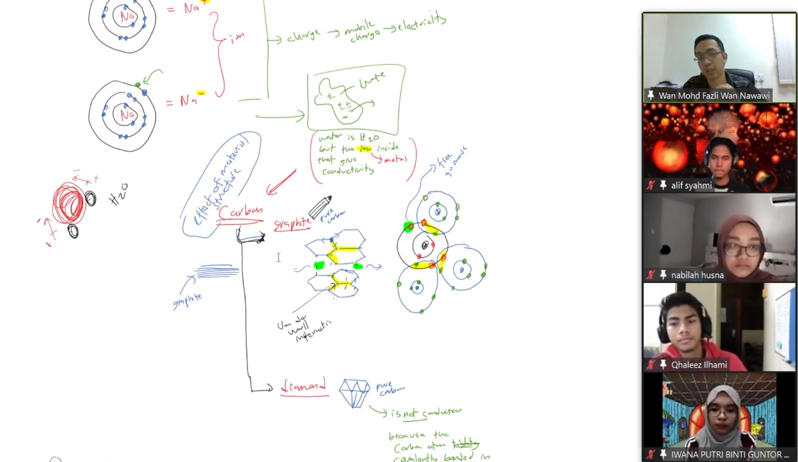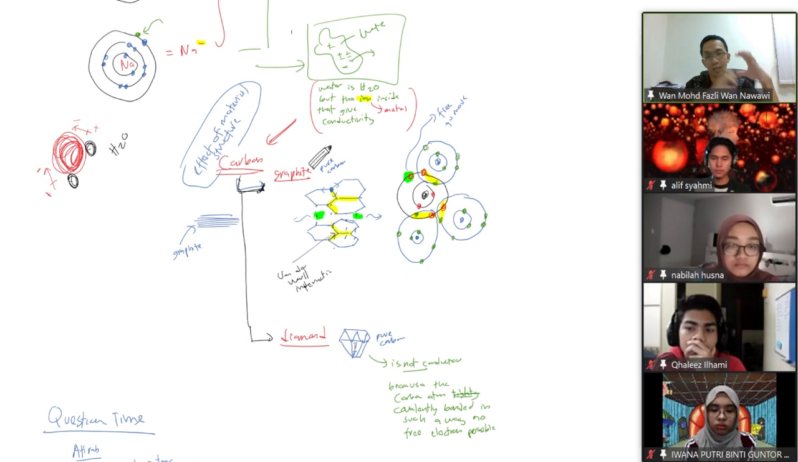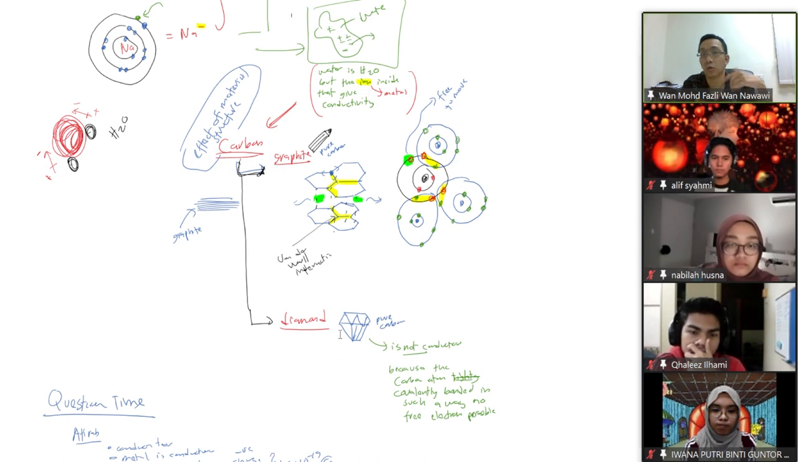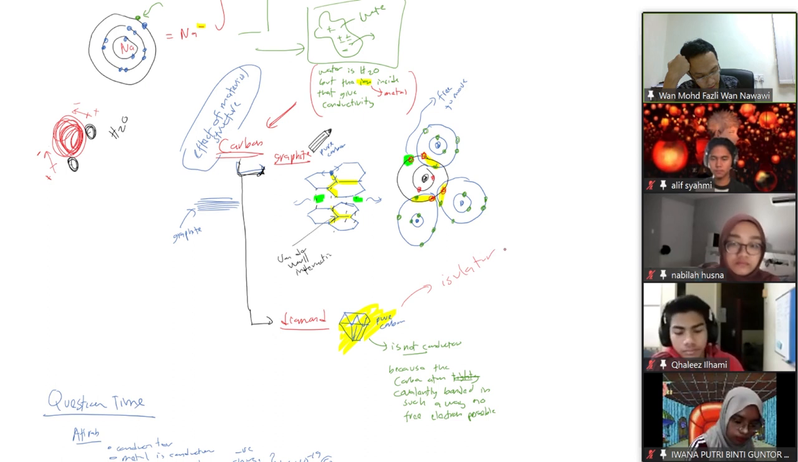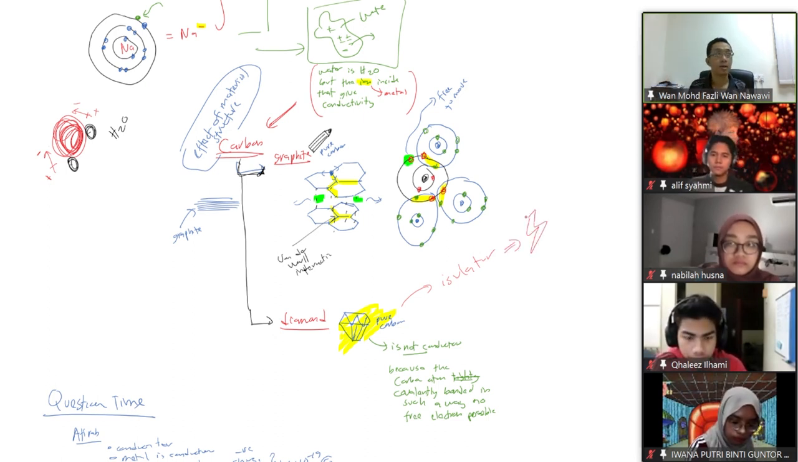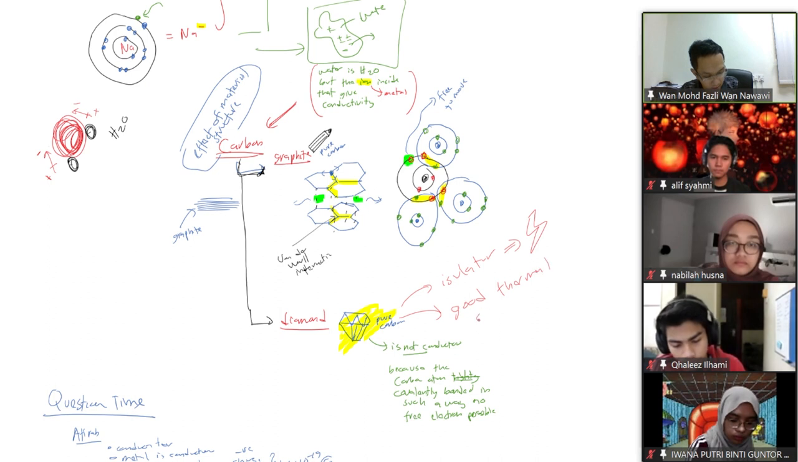But if the structure is not like this, like in diamond, you have a tetrahedral structure where there are no free electrons, then the electrons cannot move here and there, so you cannot conduct electricity. So diamond is basically an electrical insulator. But even though diamond is an electrical insulator, it is a good thermal conductor. In fact, diamond is one of the best thermal conductors. If you heat the diamond, it can transfer the heat very fast.